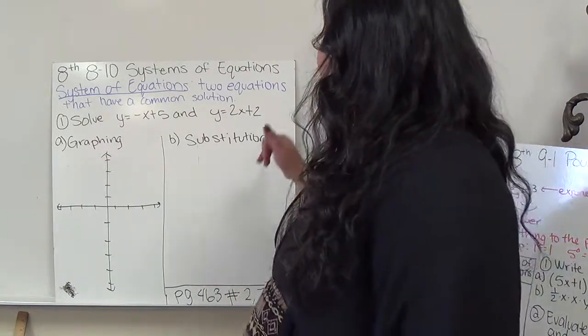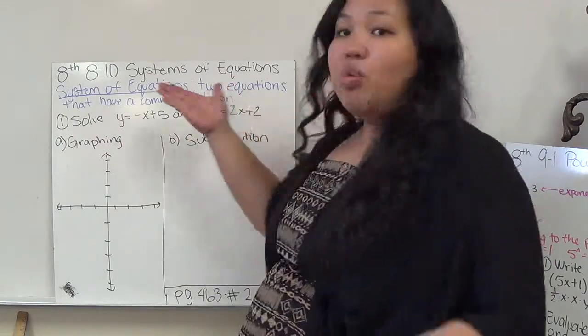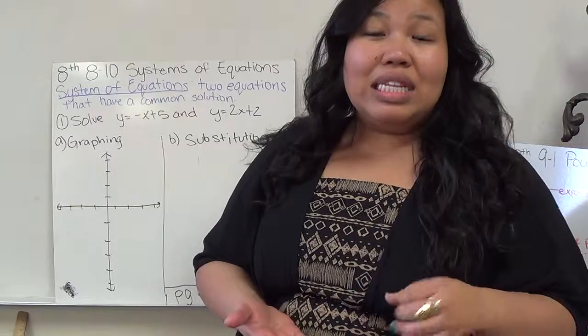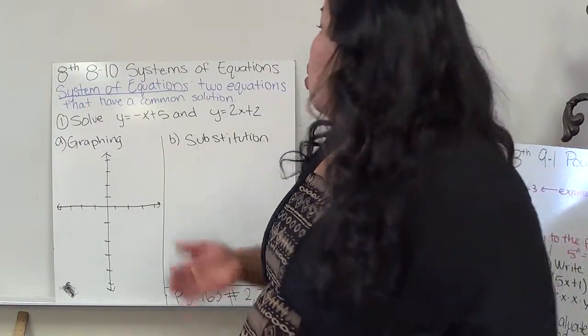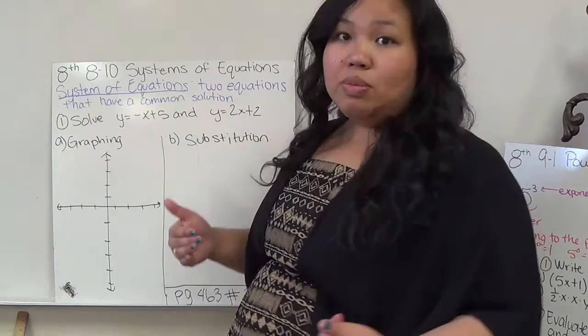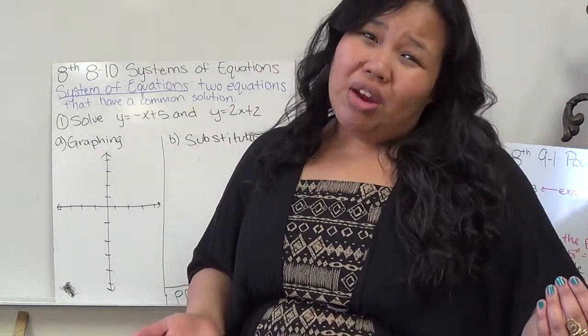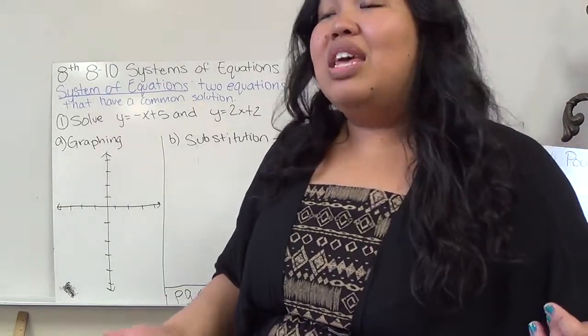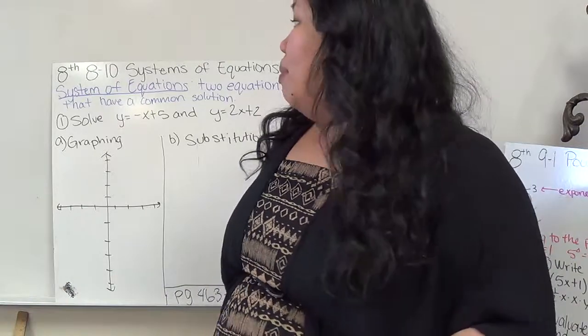So what that means is if I have an equation and I have another equation, there's going to be a part where they intersect. That intersection means that that point is true for both equations. So in order to solve a system of equations, I have to find that common point. And if the lines are parallel and they never touch, then there is no answer.